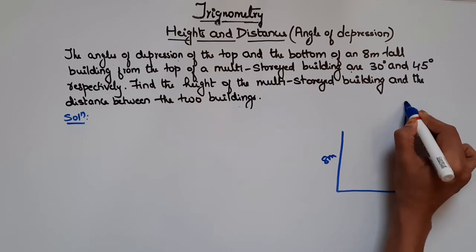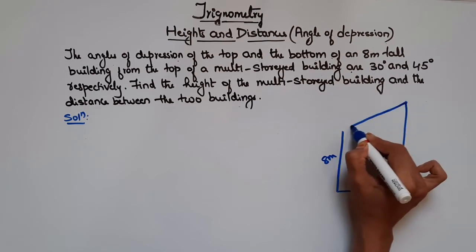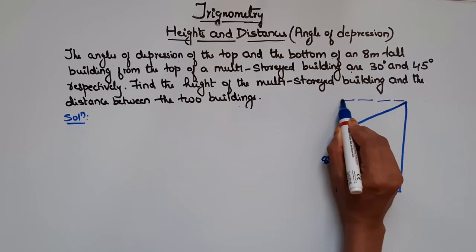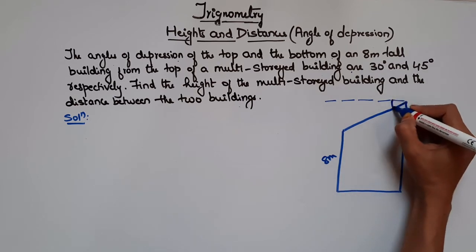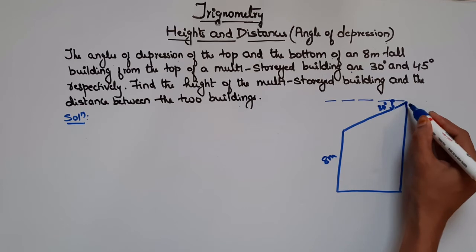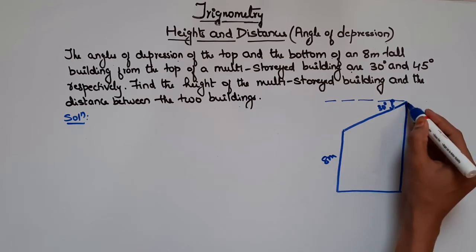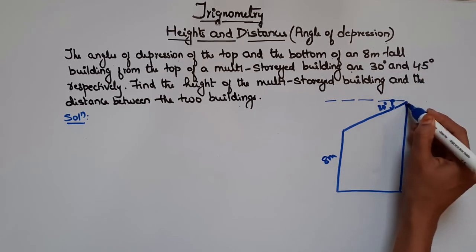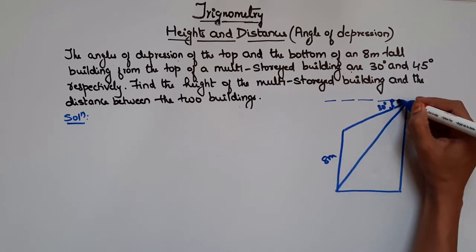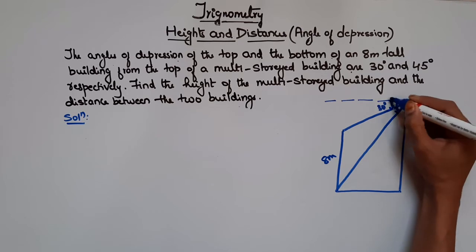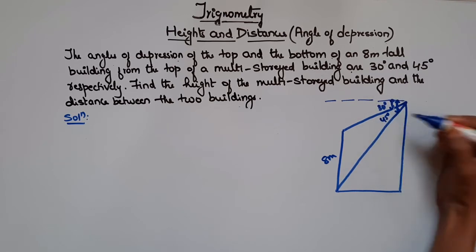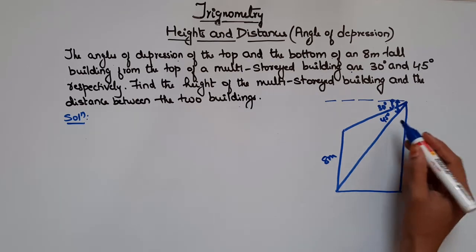So the angle of depression from this point to the top of the 8-meter tall building is, this is the horizontal line, 30 degree, right? So this angle is 30 degree. And the angle of depression from the same point to the bottom of this 8-meter tall building is 45 degree. So that is this angle, from this horizontal line to here, this angle is 45 degree. I hope this is clear, right?